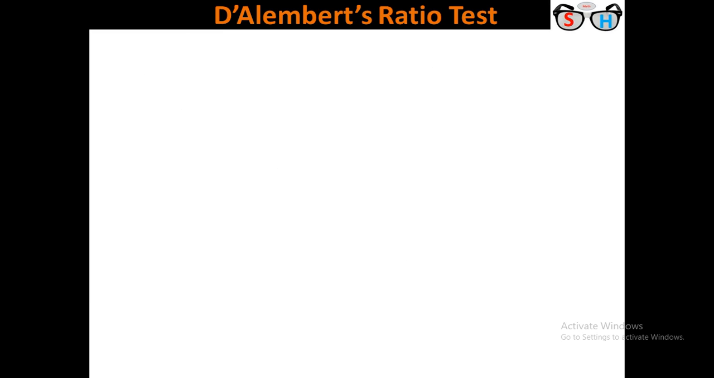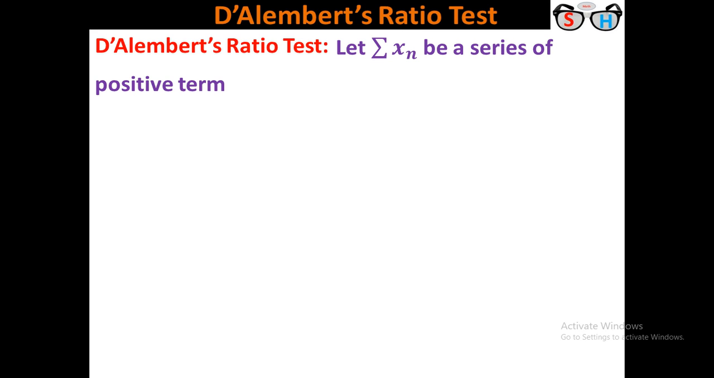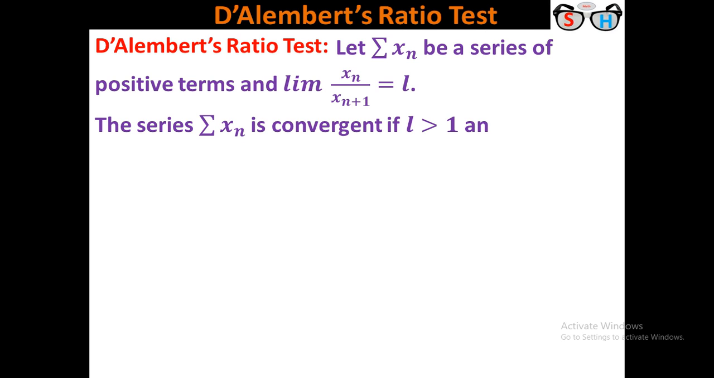Okay. There is also another form of D'Alembert's ratio test. At first I give the statement of D'Alembert's ratio test, which states that if summation xn is a series of positive terms and limit xn upon xn plus 1 is equal to L, then the series is convergent if L is greater than 1 and divergent if L is less than 1. I give the trick: when the series is convergent, then xn plus 1 is smaller than xn. As a result, xn upon xn plus 1 is greater than 1. As a result, it is convergent for L greater than 1.